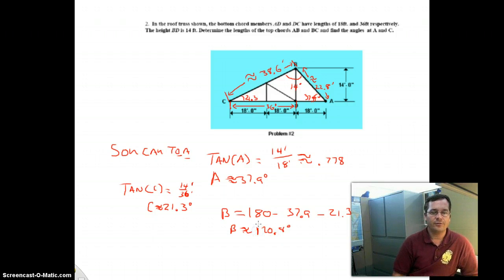So you can see that you can get through this whole problem using Pythagorean theorem and then some basic trigonometric functions.